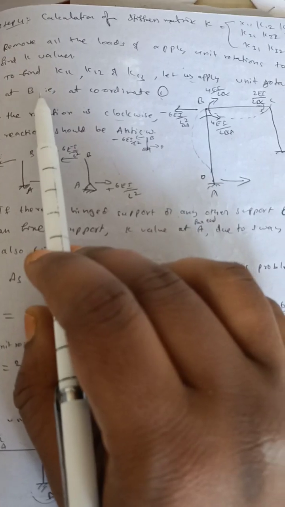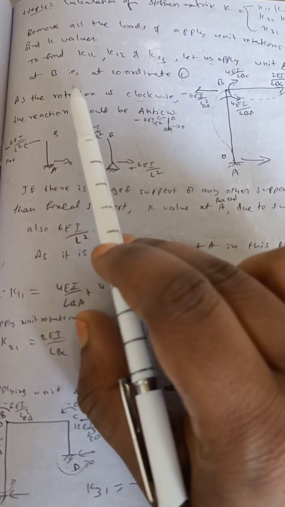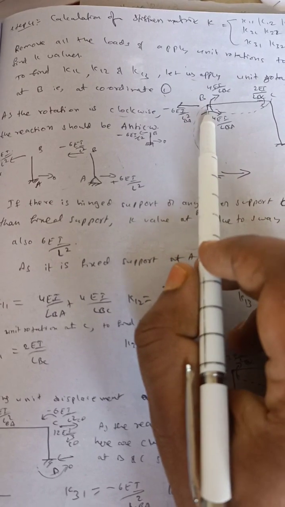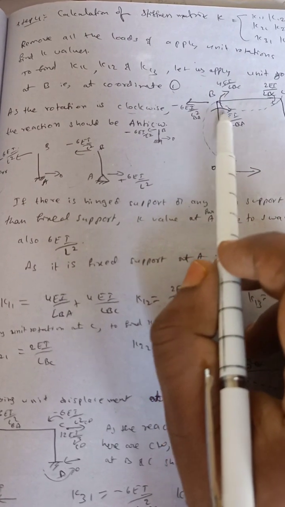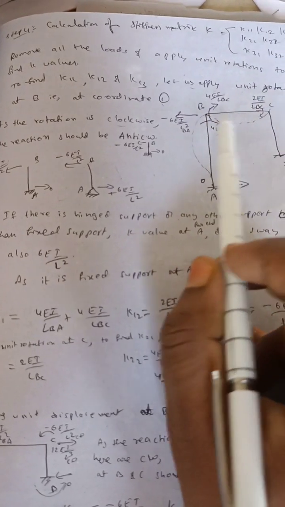First of all, let us find K11, K12, K13, the first row. So let us apply unit rotation at the first coordinate, that is at B, that is at theta B. So see here, we have applied the unit rotation. We have applied clockwise unit rotation for BA, and for BC also we have applied clockwise.